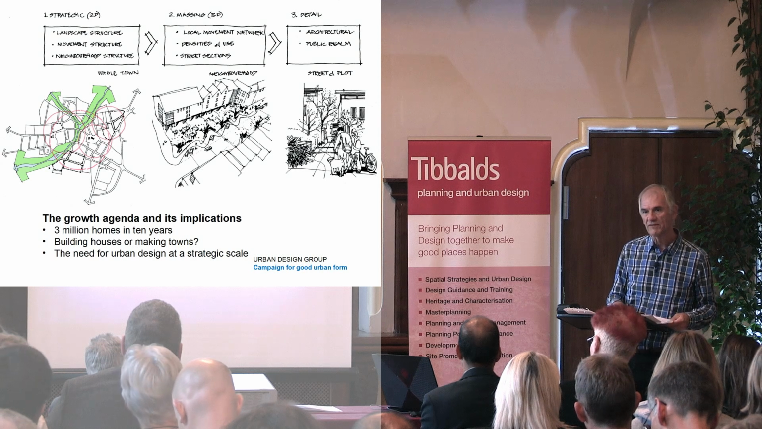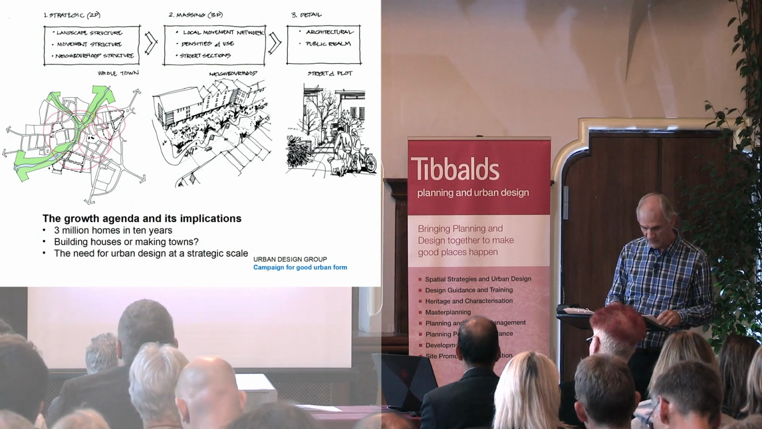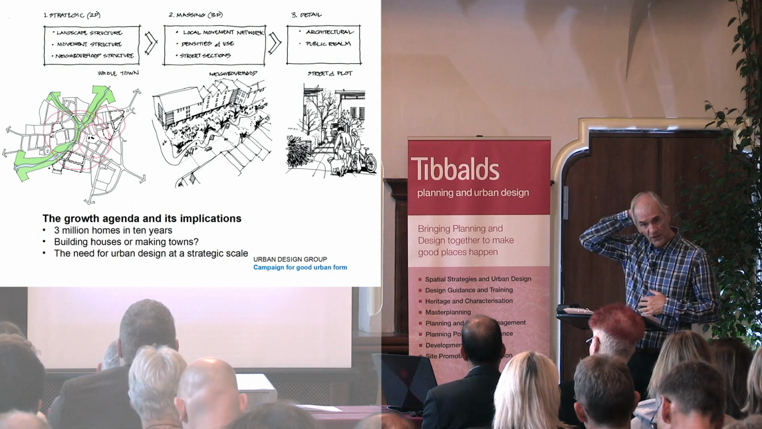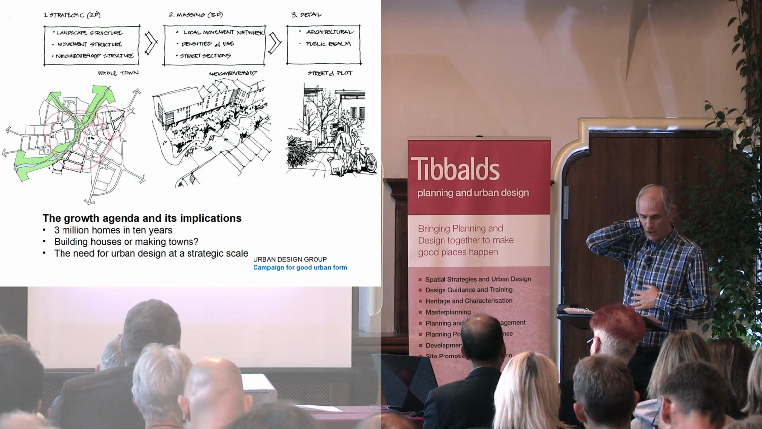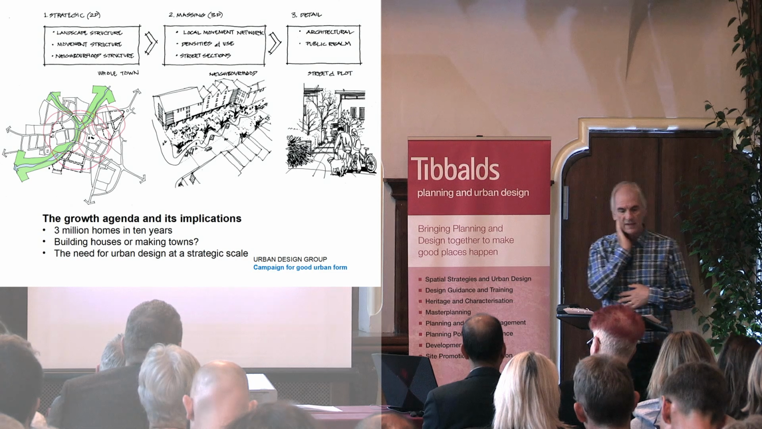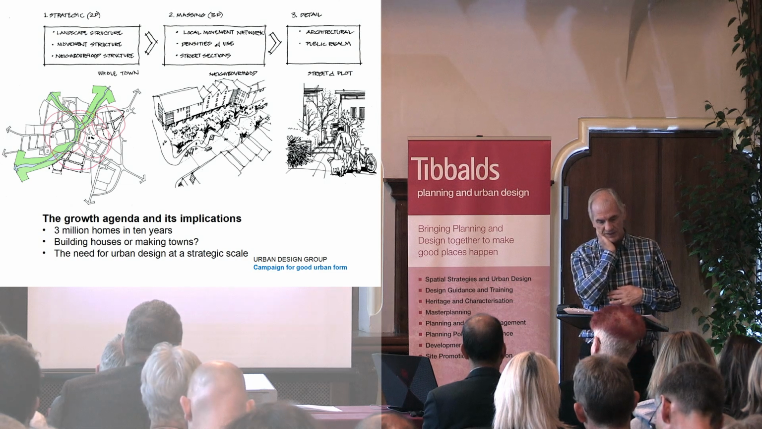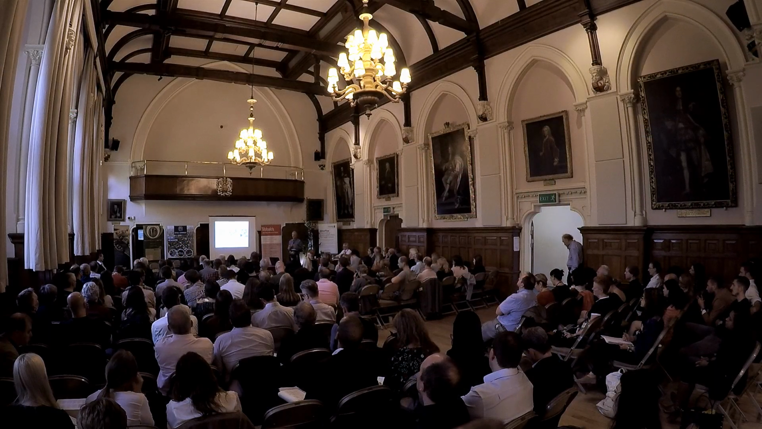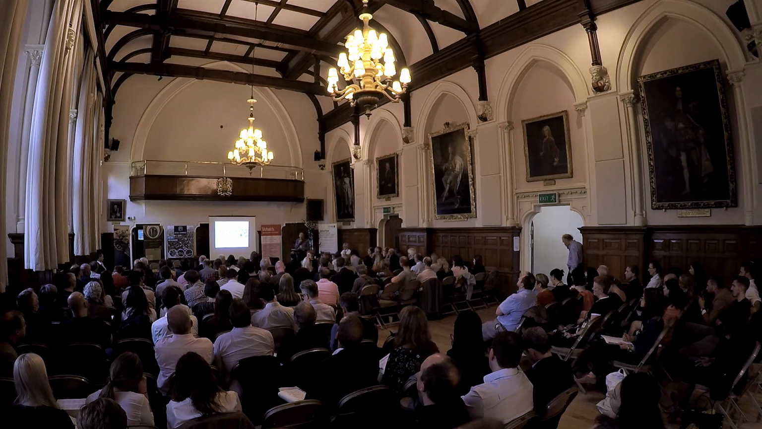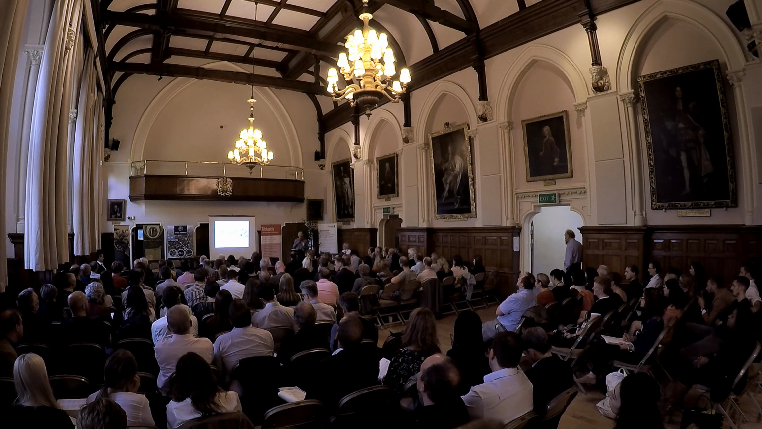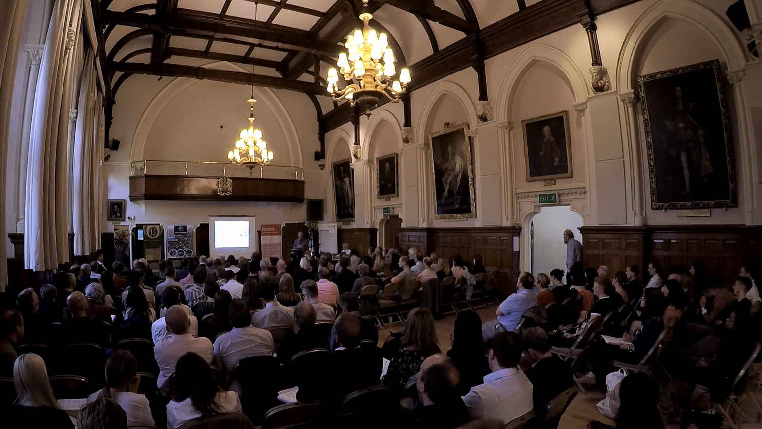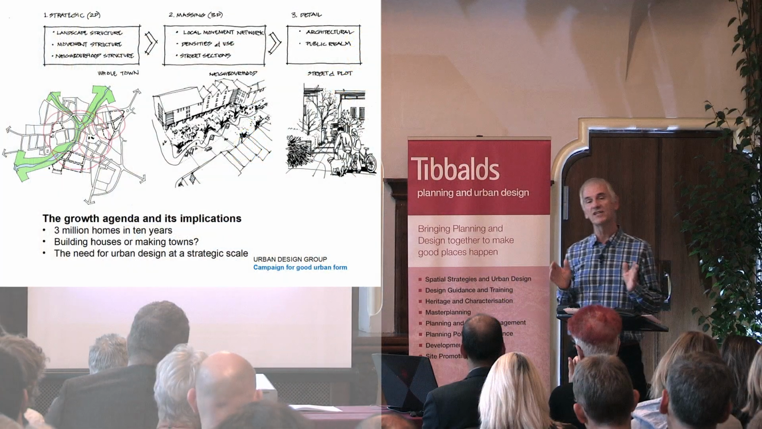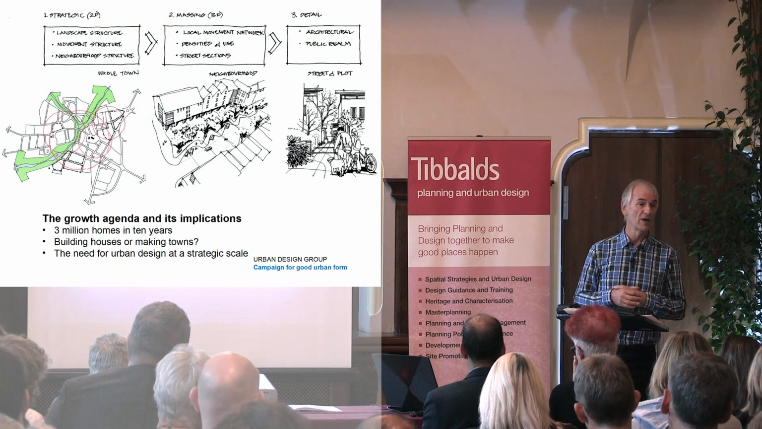So, we have a growth agenda. We have a government promoting a significant amount of growth over the next 10 years. 3 million homes. So that's 300,000 a year target. At the densities at which we're currently building, the total land take, if that target of 3 million is reached, is, I'll save you the arithmetic, but I'm happy to answer questions privately, 740 square miles.